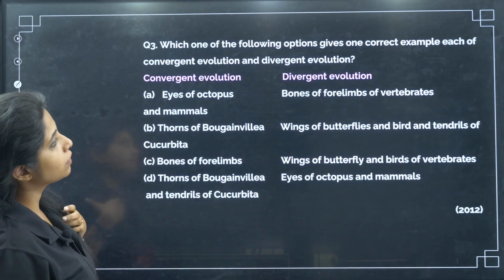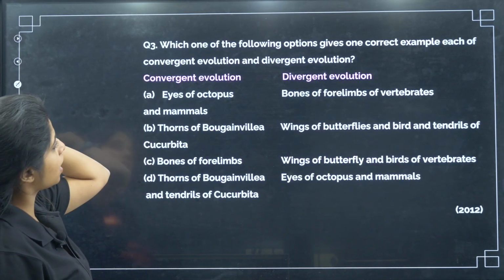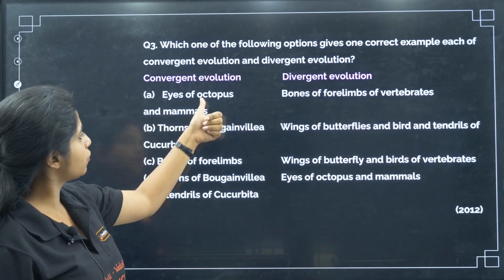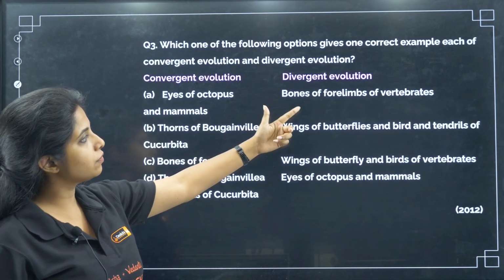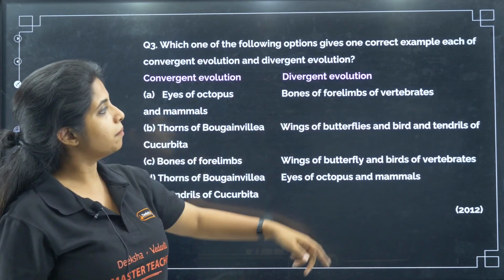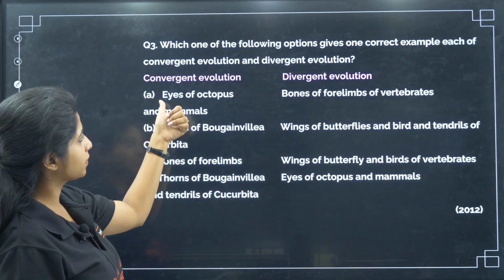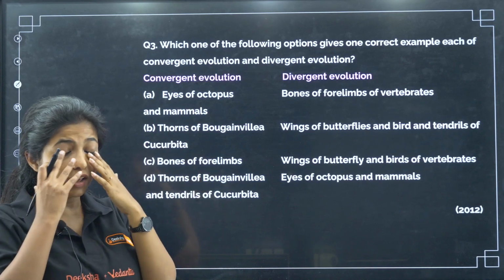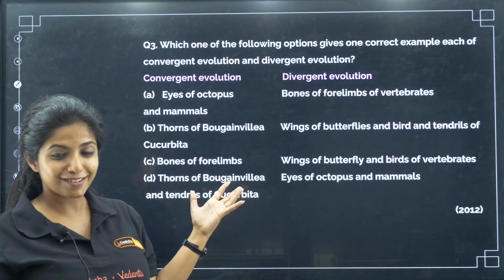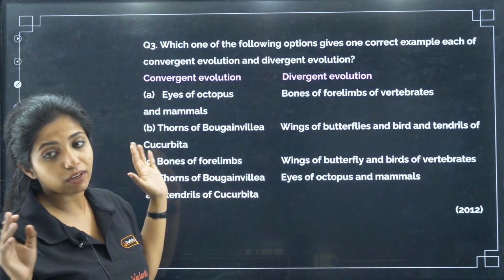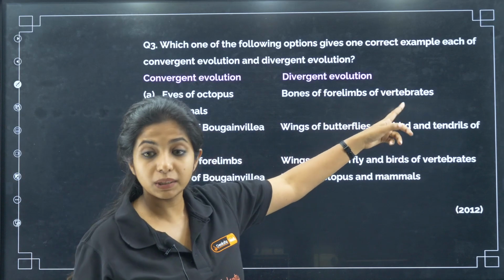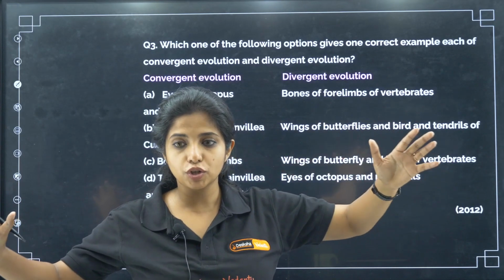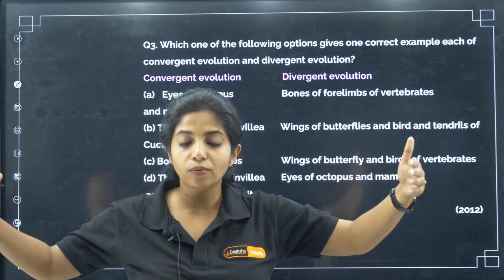Now, which one of the following options gives one correct example each of convergent evolution and divergent evolution? Convergent evolution, eyes of octopus and mammals. Divergent evolution, bones of forelimbs of vertebrates. Convergent evolution, it is eyes of octopus and mammals. Yes, they are converging, they have common function, but they are structurally and ancestrally very different. Bones of forelimbs of vertebrates, my dear children. Correct, that is divergent evolution, right? They diverge, which is why all of them are using it for their own different purposes.